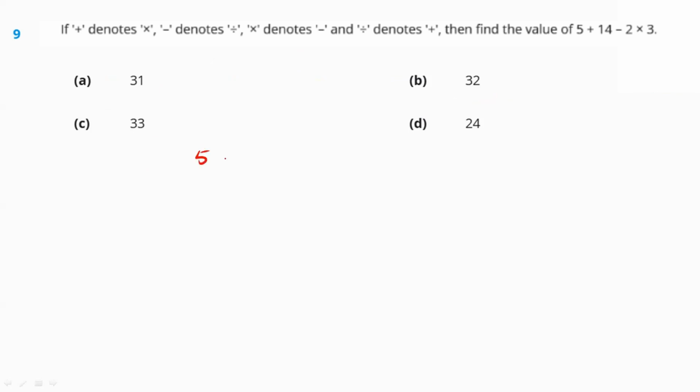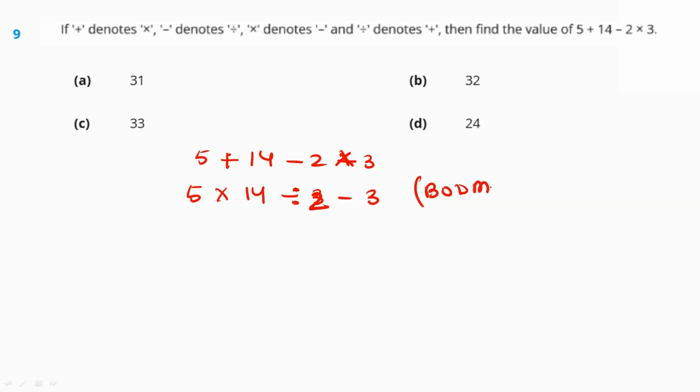So we have to just replace and interchange the signs with the given signs over here. So 5, the plus is what? Plus is multiplication, so 14, and minus is division, so we write division there, and multiplication is minus, so we write minus here. Now for following the BODMAS rule, we need to solve this.